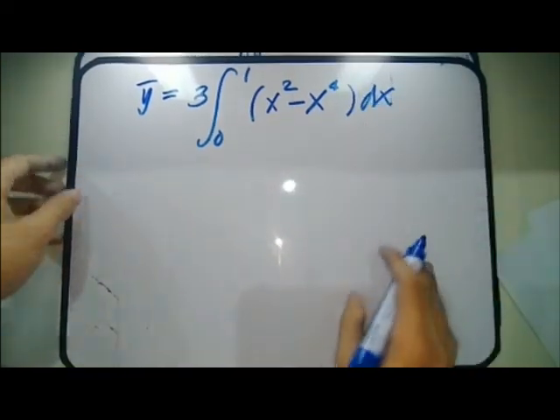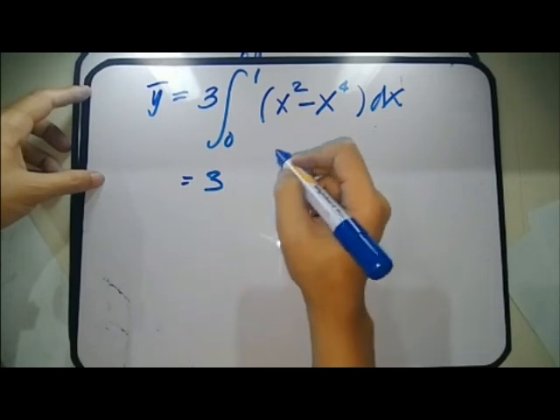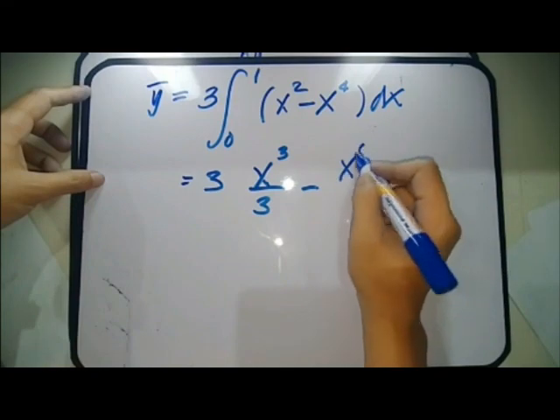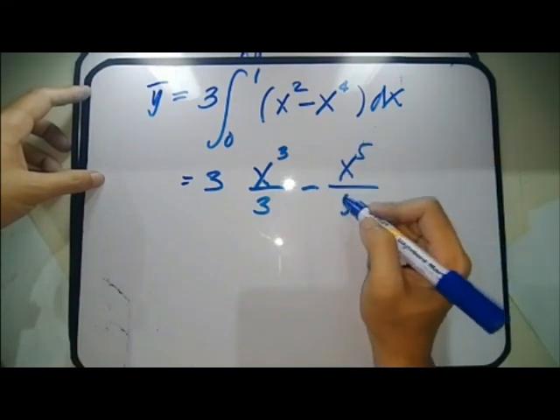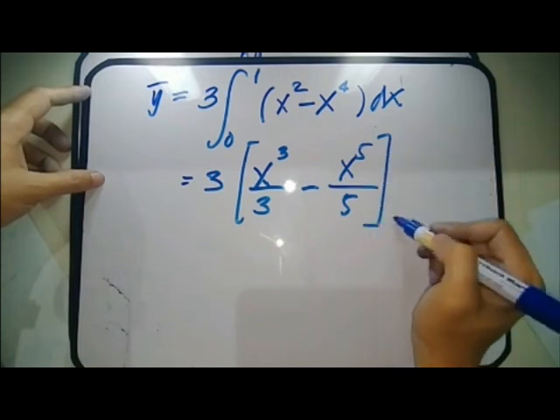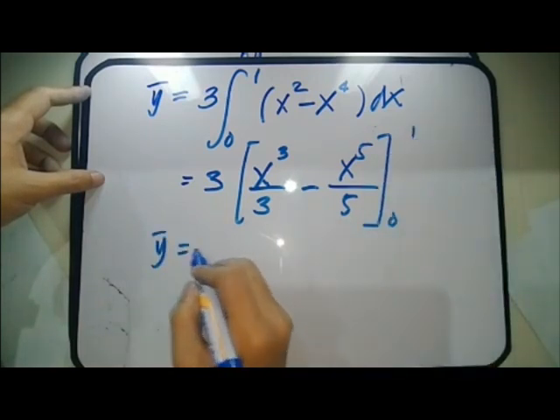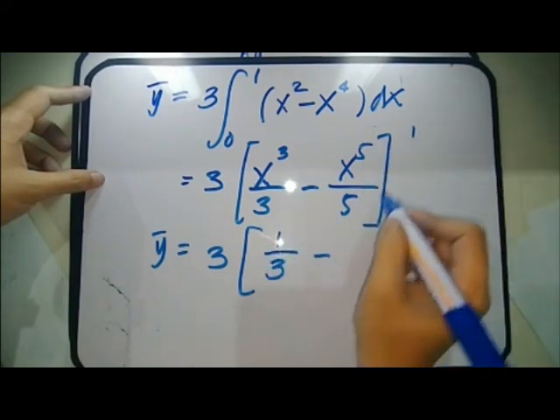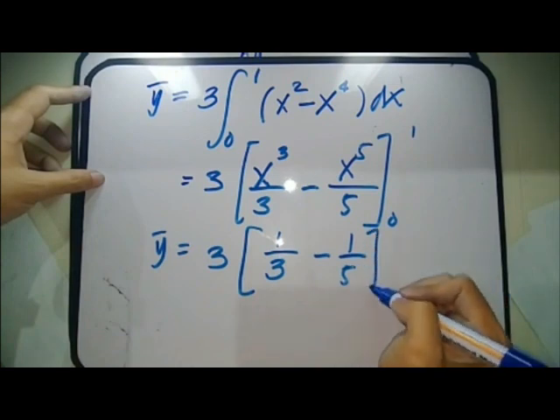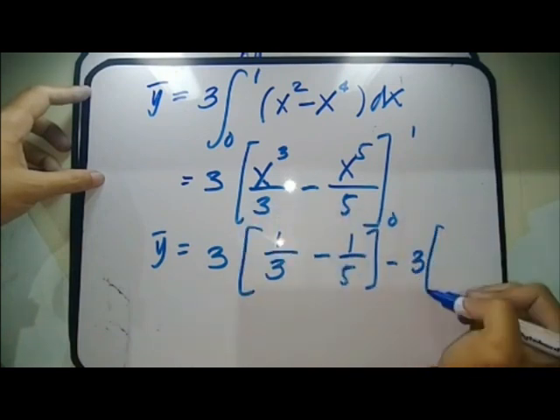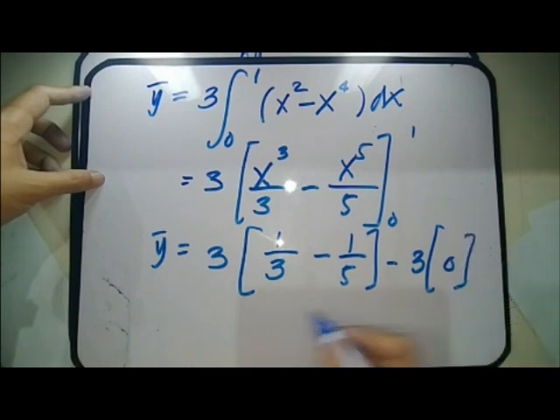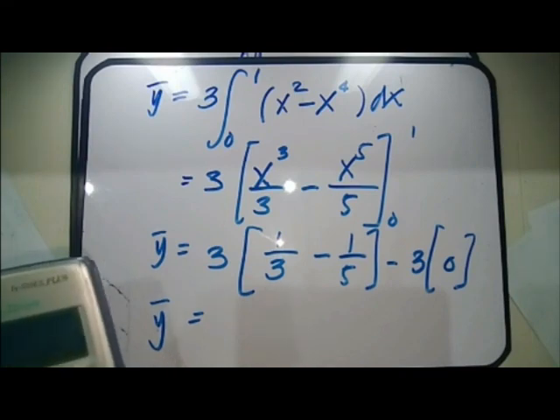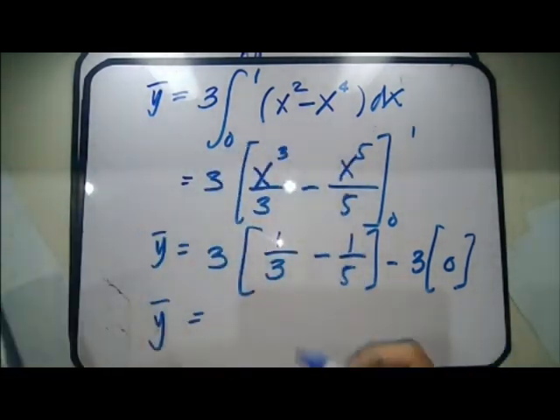So integrate natin guys, power formula. So this will become, so 3 times, you have here x cubed all over 3 minus, you have x raised to 5 all over 5. So limit natin is from 0 to 1. So substitute yung limit natin. So y bar equals, you have 3 times 1/3 minus, you have here 1/5. So that will become, so that is minus 3 times 0. So 0 lang yung lower limit.